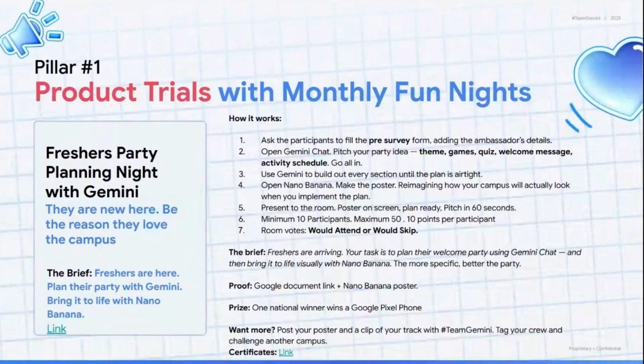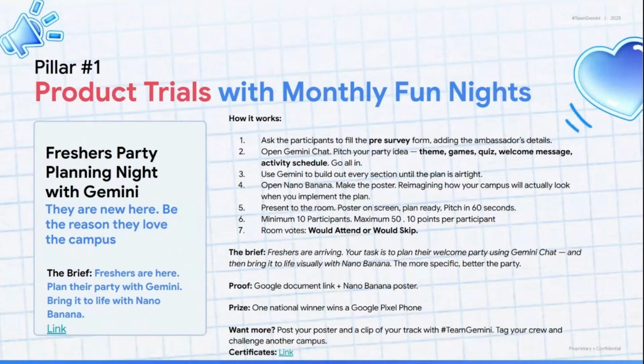When the participants are submitting the feedback form, they have to put the Google document link and the Nano Banana poster. I think there's also a field where, they're still editing it. It has come to our notice, but once it's done, you can add your Gemini chat link over there. Any which way, you're asked to add the Gemini chat link.